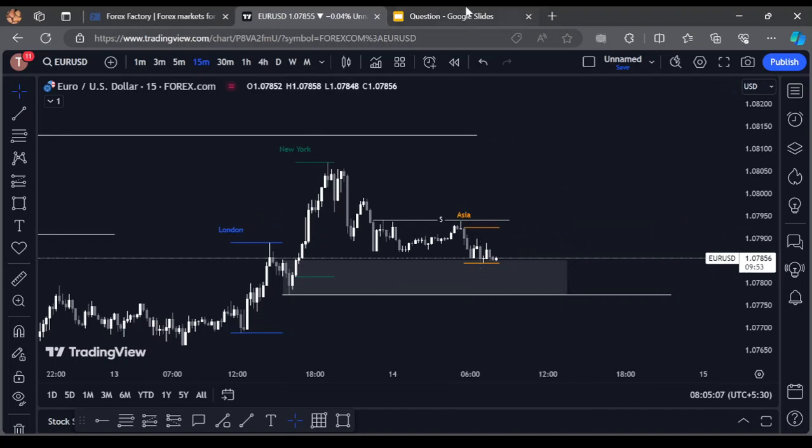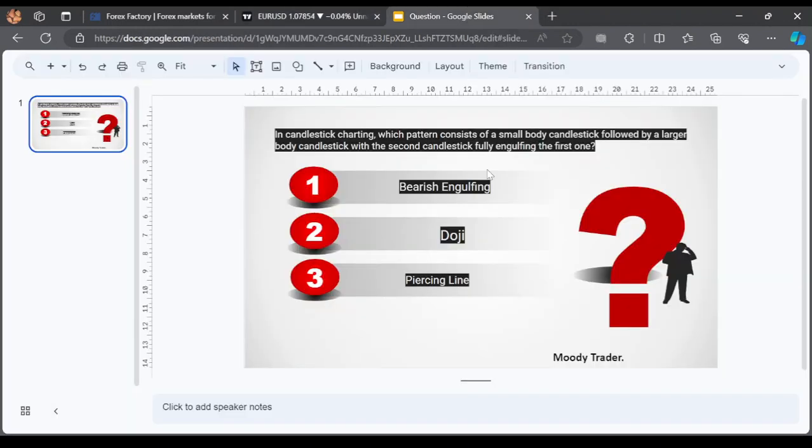Let's move to the next round, that is the questions round. The question today is: in candlestick charting, which pattern consists of a small body candlestick followed by a larger body candlestick, with the second candlestick fully engulfing the first one? The first option is bearish engulfing, the second option is doji, and the third option is piercing line.